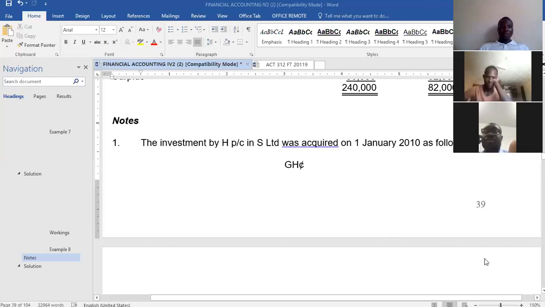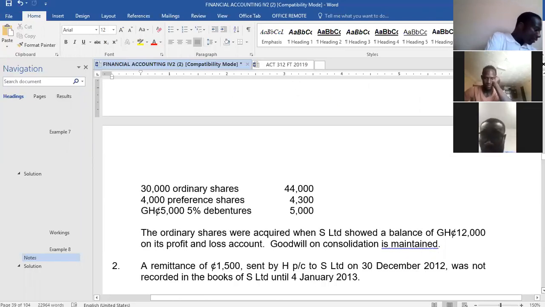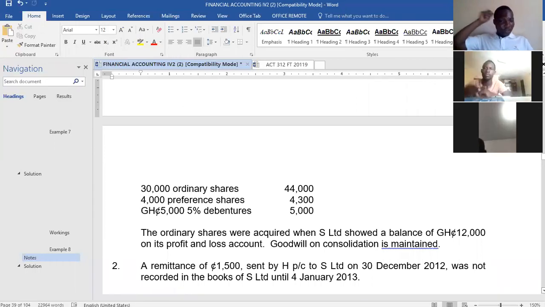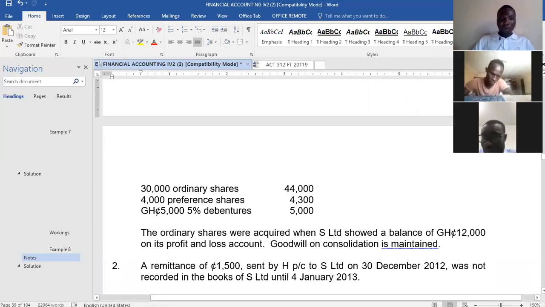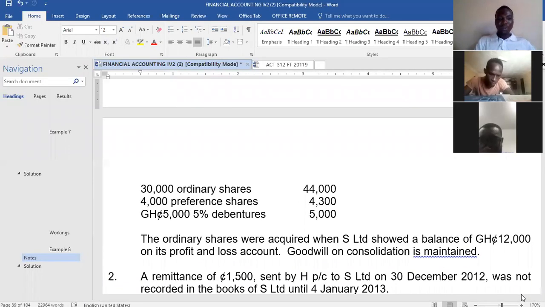So when you look at the question, the 53,300 investment in the balance sheet, they are giving you the breakdown of it here. Out of that 53,300, 44,000 was invested in ordinary shares, 4,300 was invested in preference shares, and then 5,000 was invested in debenture. When you add these three, it gives you the total of 53,300 you are seeing in the balance sheet as the investment by H.